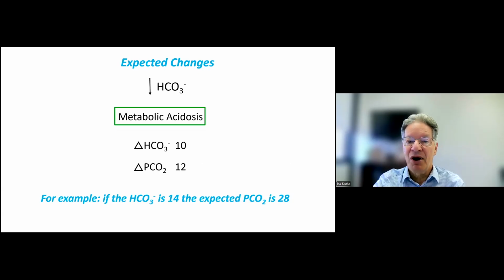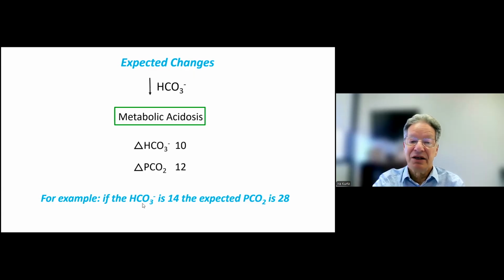What you can memorize is that for every 10 decrement in the bicarbonate, the PCO2 due to the ventilatory response should change by 12. Or if this changes by 5, the PCO2 should drop by 6. Or if this changes by 1, the PCO2 should change by 1.2. So what you have to memorize is that for a given fall in bicarbonate, the PCO2 is going to fall 1.2 times that amount from its original level.